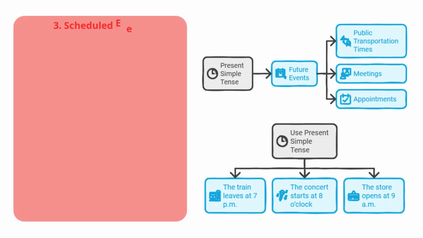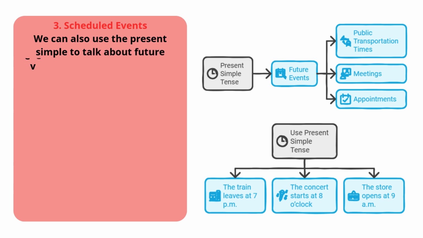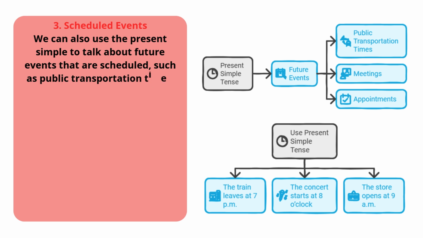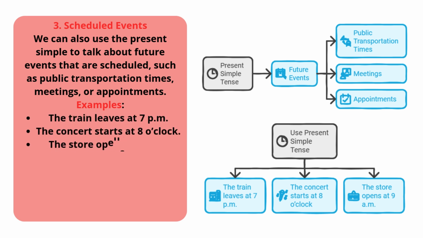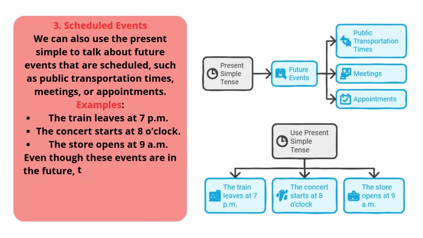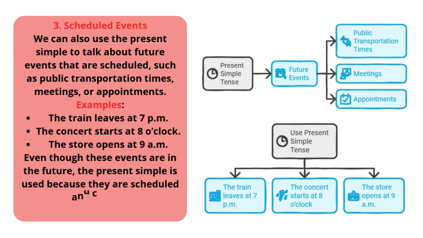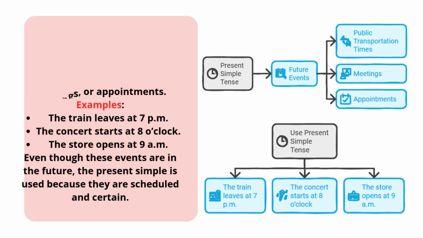3. Scheduled events. We can also use the present simple to talk about future events that are scheduled, such as public transportation times, meetings, or appointments. Examples: the train leaves at 7 p.m. The concert starts at 8 o'clock. The store opens at 9 a.m. Even though these events are in the future, the present simple is used because they are scheduled and certain.